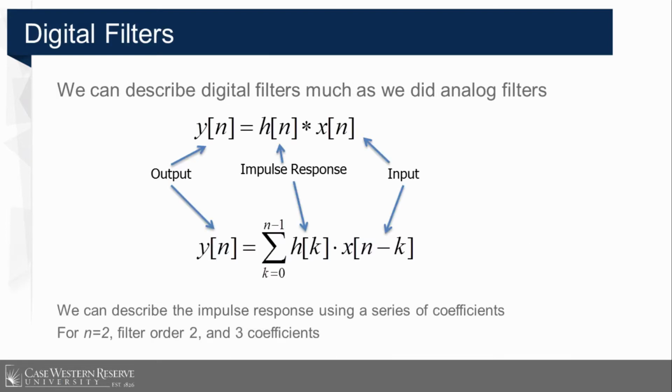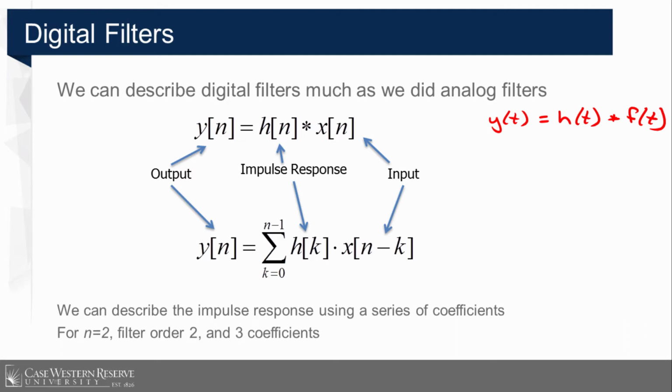So we can describe our digital filters much as we described our analog filters. If you recall from our analog filters, we had an output signal, y of t, which is continuous, and this is just equal to the convolution of the impulse response of our analog filter with our input signal, f of t. We're going to have the same sort of formulation now for our digital filters, just everything is going to be discrete.